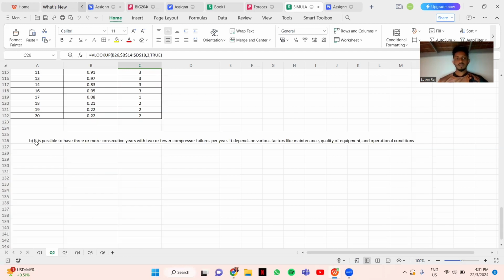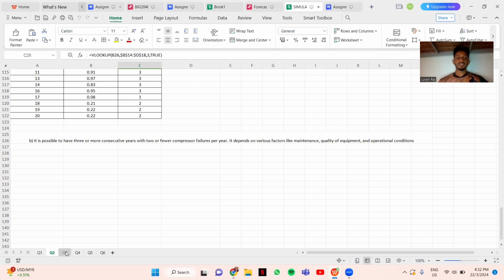And for question 2, parts A and B have been given. For B, it is possible to have 3 or more consecutive years with 2 or fewer compressor failures per year. It depends on various factors like maintenance, quality of equipment, and operational conditions.